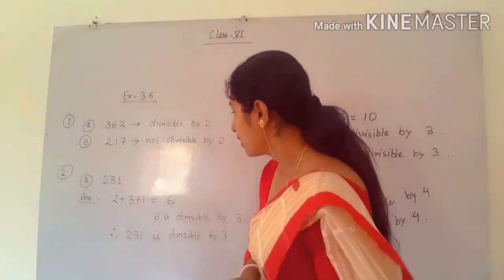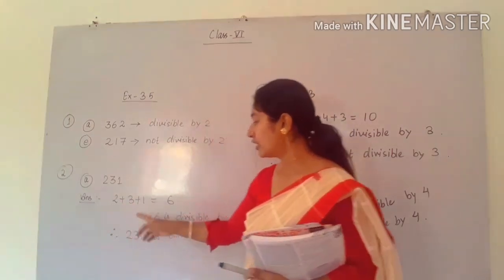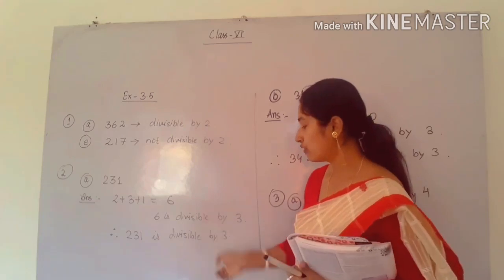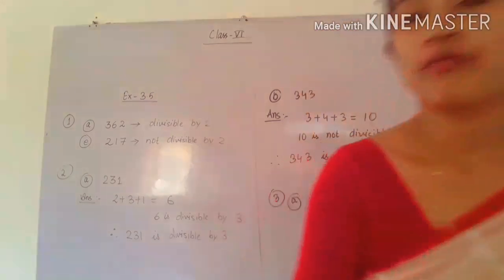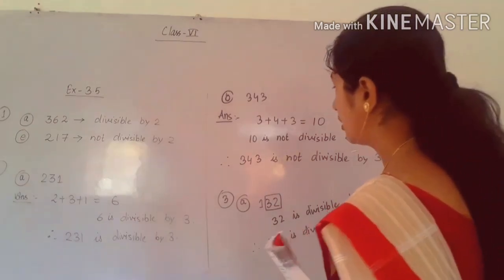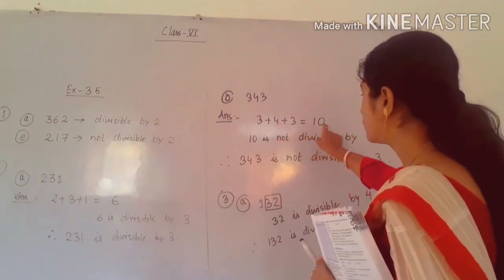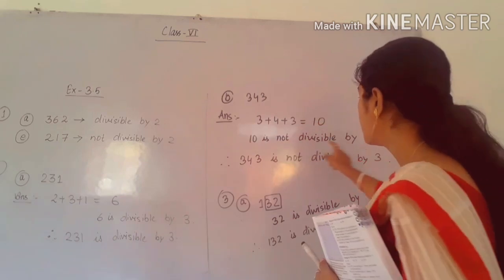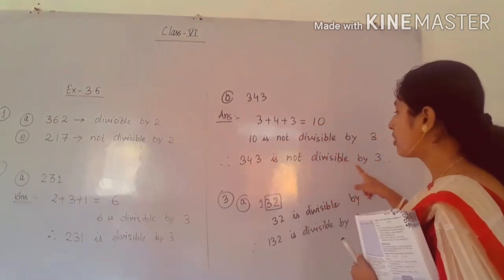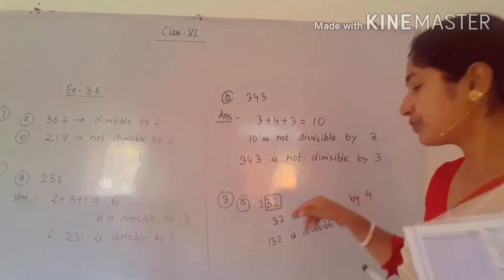For 3, you have to add all the digits. So we are getting 6. 6 is divisible by 3. Therefore 231 is also divisible by 3. Next, come to question B. This is 343. Here we add all the digits and get 10. But 10 is not divisible by 3. Okay. So 343 is also not divisible by 3.